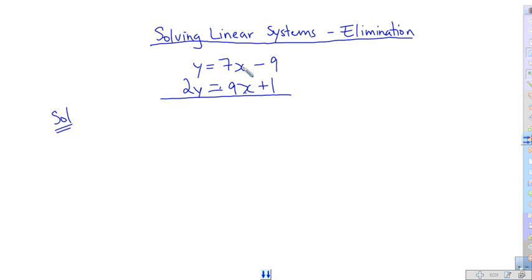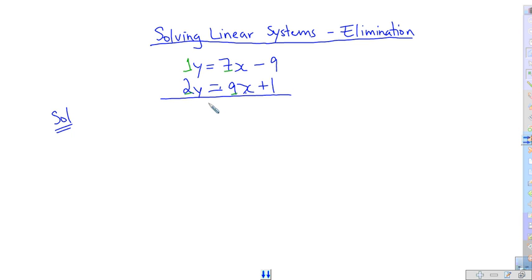Let's look at the x term here. The coefficient of this one is 7. The coefficient of this one is 9. Obviously, they're not the same. So let's take a look at the y and see if we have better luck. Here, the coefficient of this y is 1, and the coefficient of this one is 2. And as we can see, they're not the same either.